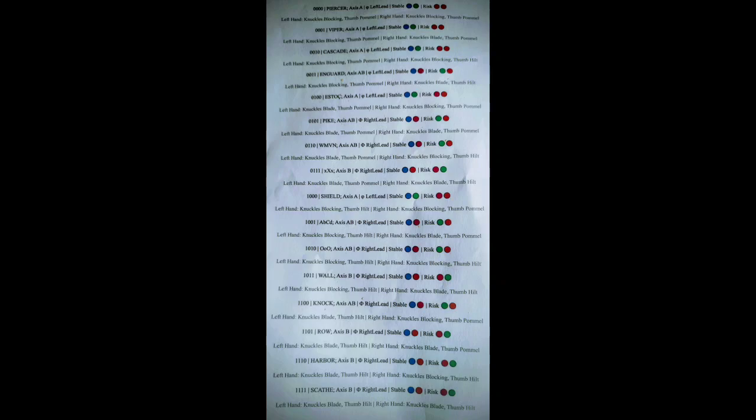Right, and then you flip the whole thing on its head. Flip every single digit to a 1, and you get Scathe, which is 1111. Now suddenly, it's knuckles blade and thumb hilt in both hands. And thumb hilt is the opposite of pommel. It's locked down completely. You're locking the handle down for maximum leverage. That's your high leverage, often offensive configuration.